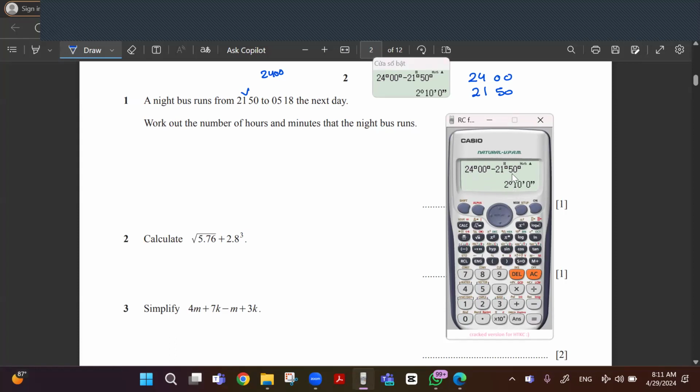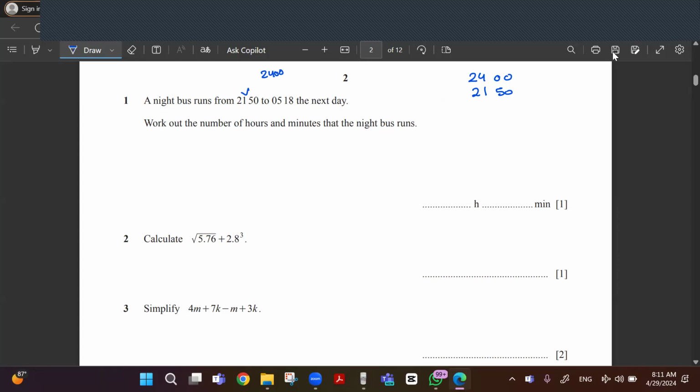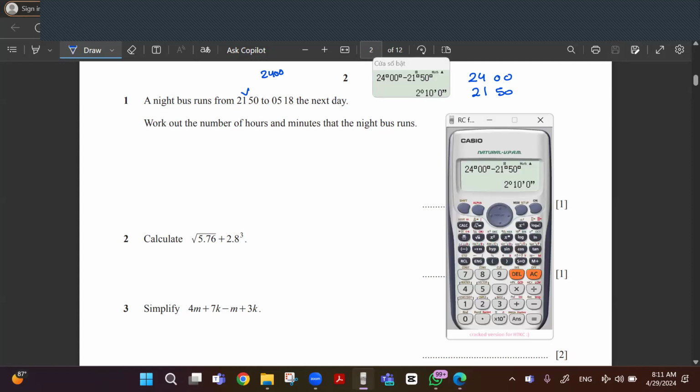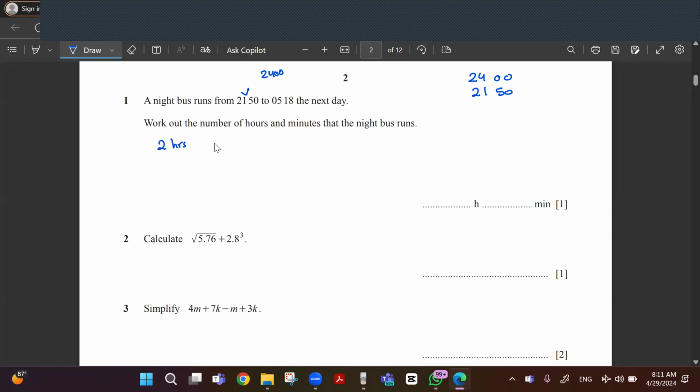You got how I can do it on the calculator? Again, why did I do that? It is from 21:50 to 5:18 the next day. So it passed through what? The midnight. So I am going to count from the first hour to midnight, then from midnight to 5:18. First, from 21:50 to midnight, I'm going to do it by the calculator. It will be 2 hours and 10 minutes.